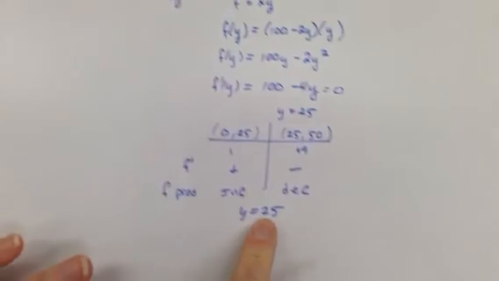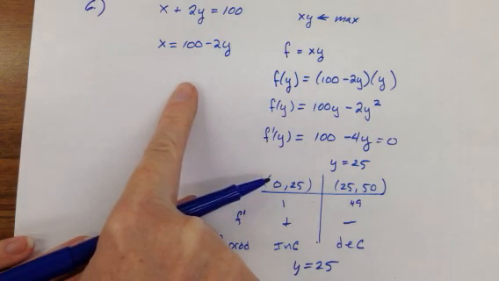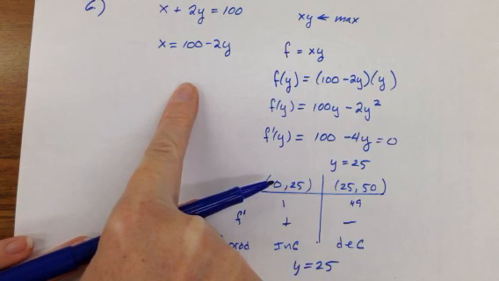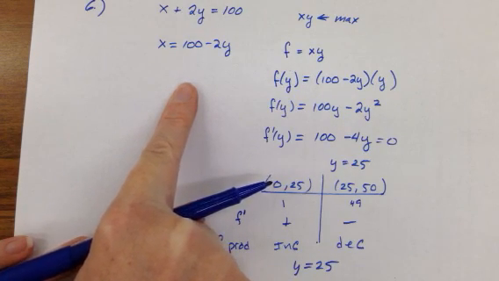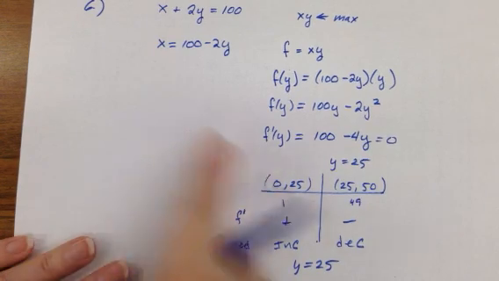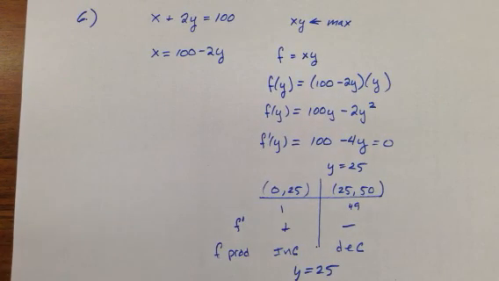We go ahead, we would fill it back in up here to get the x value, and x would be 50. So the first number 50, the second number 25. And that, ladies and gentlemen, corn children, children of the corn, is number 6.